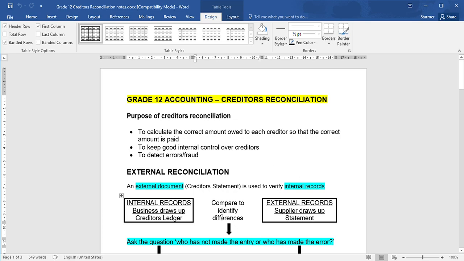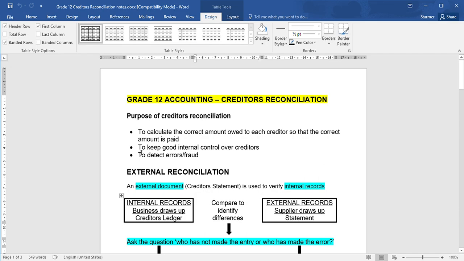The topic I'm going to cover today is Creditors Reconciliation. You need to remember that you have done this in grade 11, so this is actually recapping what you covered there. Alright, starting with the purpose of Creditors Reconciliation, the first thing is to calculate the correct amount owed to each creditor. We don't want to underpay or overpay our creditor, and by doing Creditors Reconciliation, we can make sure that we are paying the correct amount.